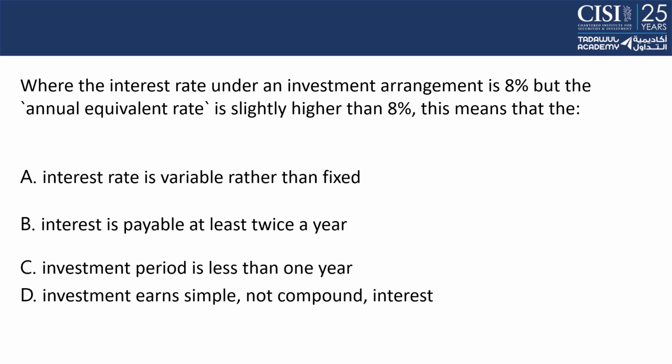Where the interest rate under an investment arrangement is 8%, but the annual equivalent rate is slightly higher than 8%. This means that: A. the interest rate is variable rather than fixed. B. The interest rate is payable at least twice a year. C. The investment period is less than 1 year. D. The investment earns simple, not compound interest.